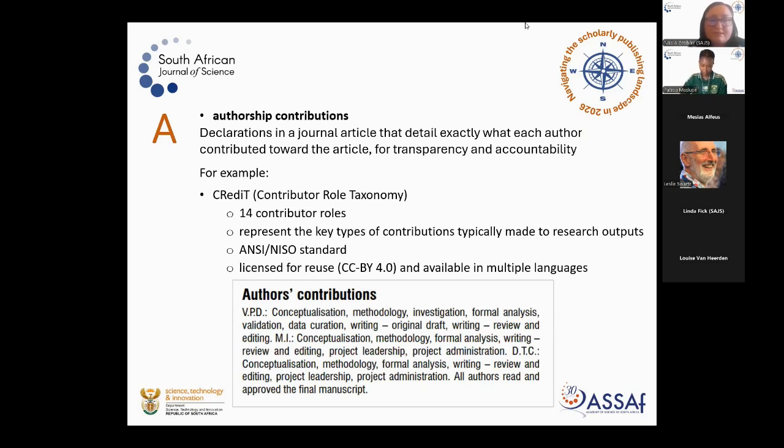Authorship contributions, these are declarations that you include in your journal article. They detail exactly what each author contributed toward that article, and this is for transparency and accountability purposes. CRediT is an example of a standardized authorship contribution statement. It stands for Contributor Role Taxonomy. It has 14 CRediT contributor roles. And these are the contributions typically made to research outputs. And it is something that has been licensed for reuse, so other publishers can adopt it.